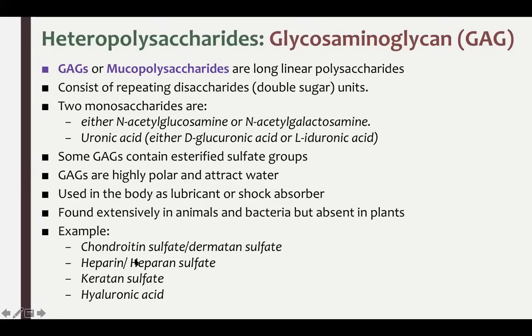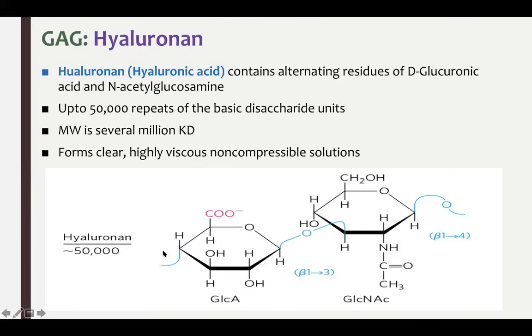Examples include chondroitin sulfate, dermatan sulfate, heparin or heparan sulfate, keratan sulfate, and hyaluronic acid. So we'll start with hyaluronic acid.